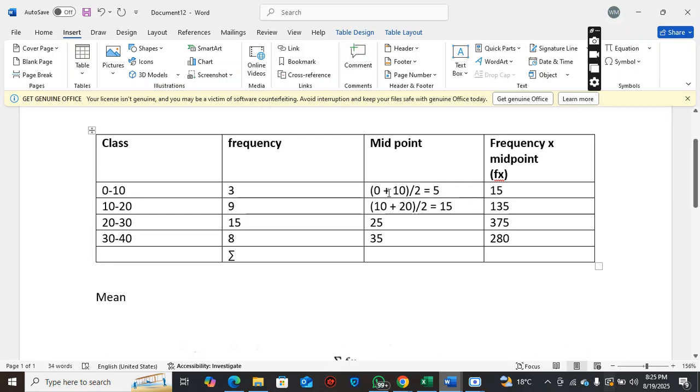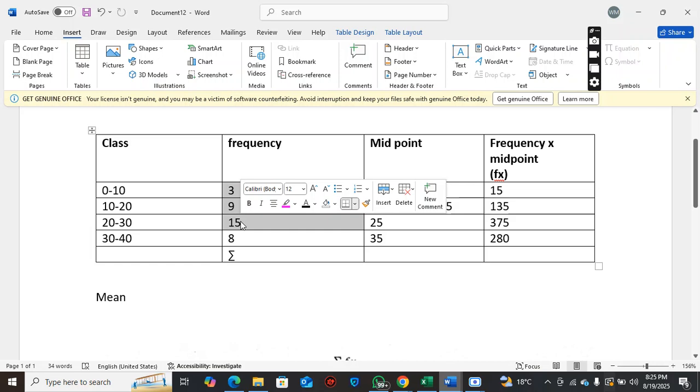Now we need to get the total frequency and the total of the frequency times the midpoint. So 3 plus 9, that is 12. 12 plus 15 is 27. 27 plus 8 is 35. Confirm, colleagues.